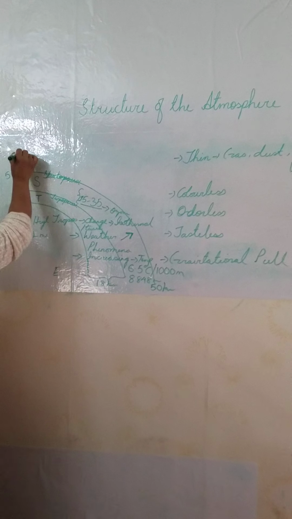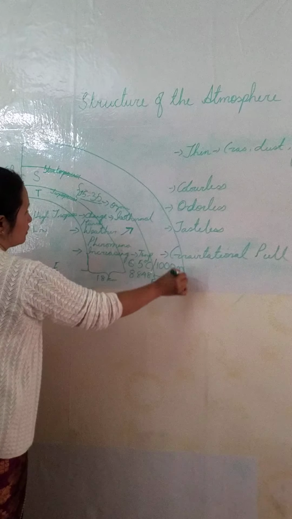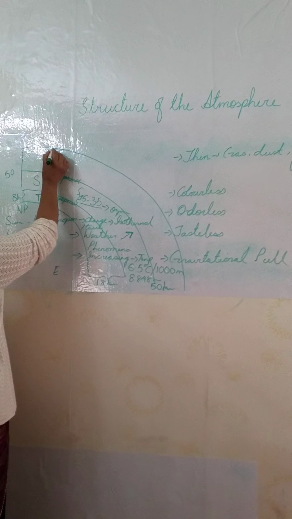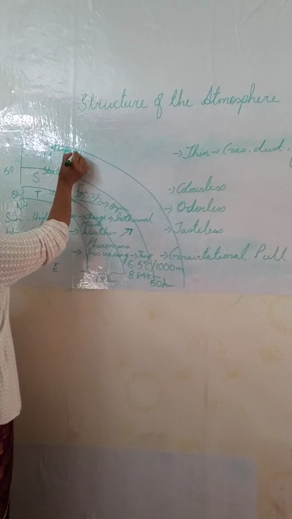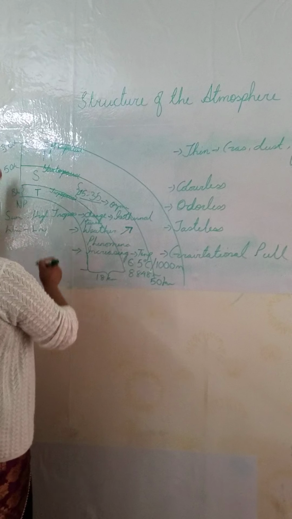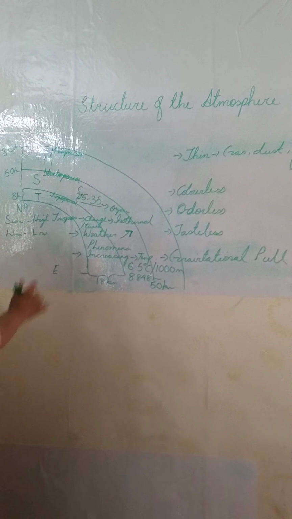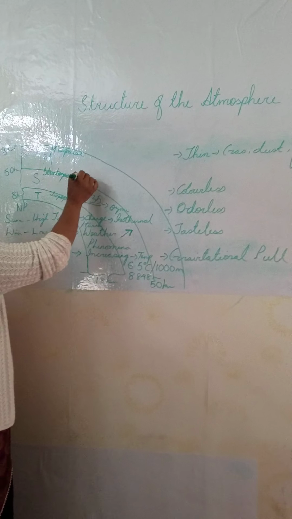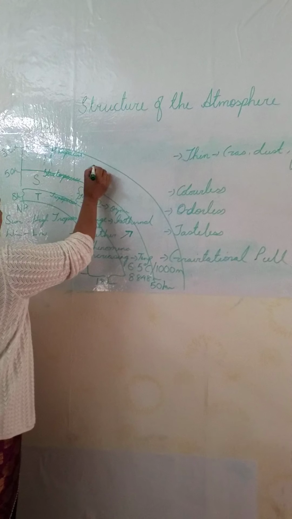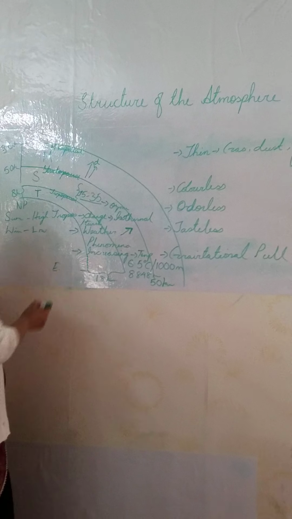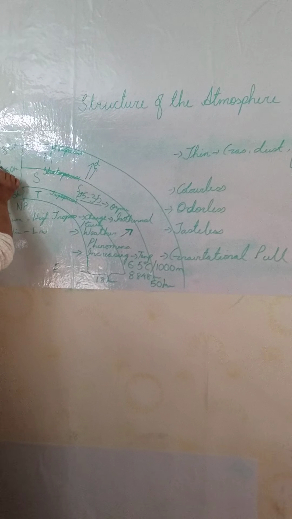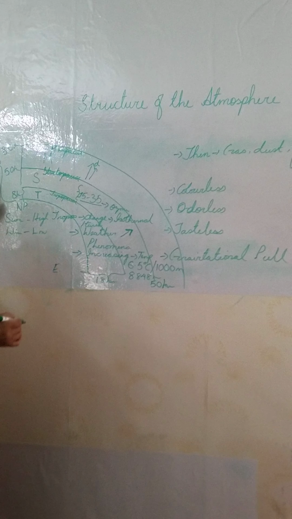Beyond this, we have the next layer, known as the mesosphere. The layer which divides the mesosphere from the next layer is known as the mesopause. The mesosphere extends to about 80 kilometers over the poles, 80 kilometers over the equator. Now what is significant about the mesopause is that temperature will start decreasing with height, with altitude. Temperature decreases with altitude.